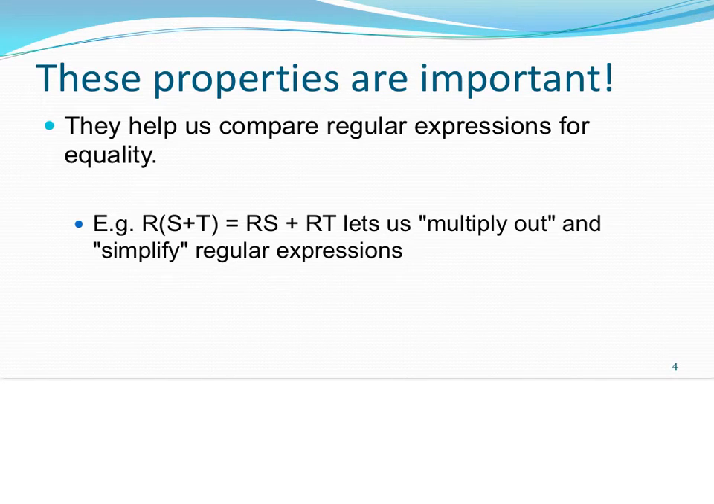So if we union these two and then do the concatenation, that is, we concatenate R with the union of S and T, that's really the same as taking the union of R concatenated with S and R concatenated with T.